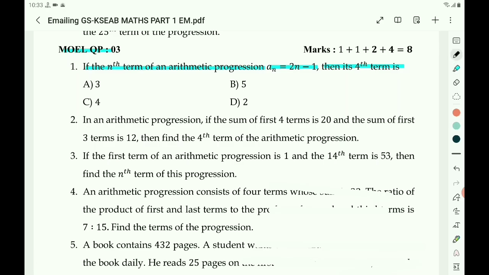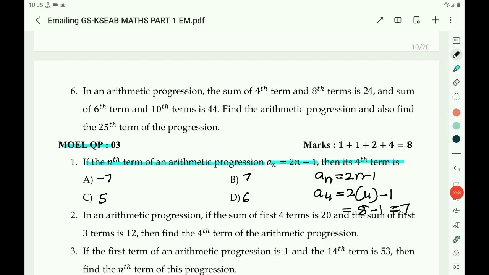So you write an equals 2n minus 1, then a4 equals 2 into 4 minus 1 equals 8 minus 1, which is equal to 7. Then the fourth term is 7. Option B is the answer.